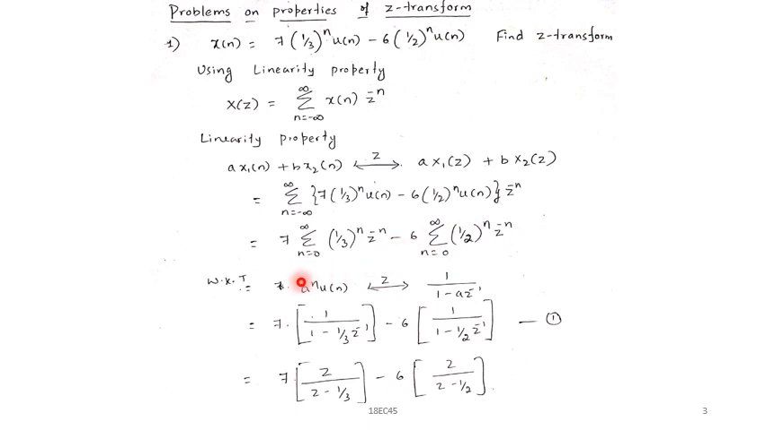And we know that the Z transform of a to the power n u of n is given by 1 by 1 minus a z inverse. Now I'll use this equation directly here, then I'll write it as 7 into 1 by 1 minus 1 by 3 z inverse, minus 6 into 1 by 1 minus 1 by 2 z inverse. So I'll call this equation 1. Now I'll rearrange this and write it in terms of positive powers of z. So I can write it as 7 into z by z minus 1 by 3, minus 6 into z by z minus 1 by 2.